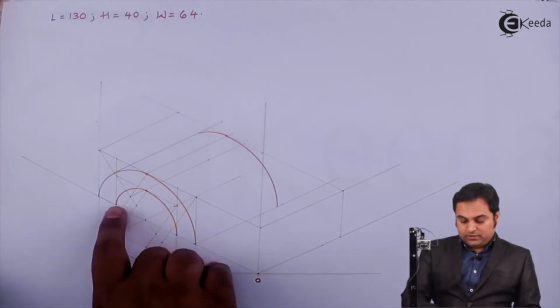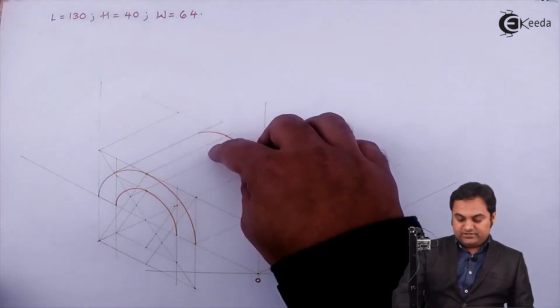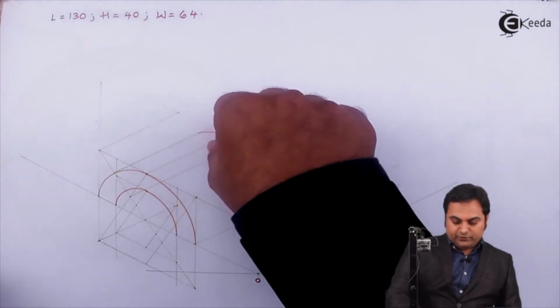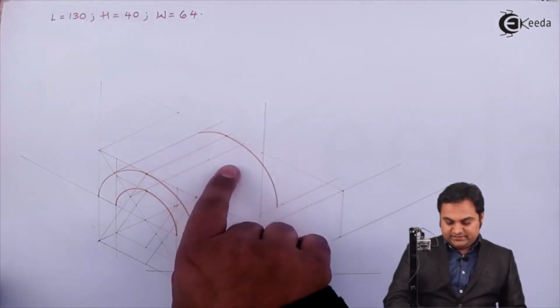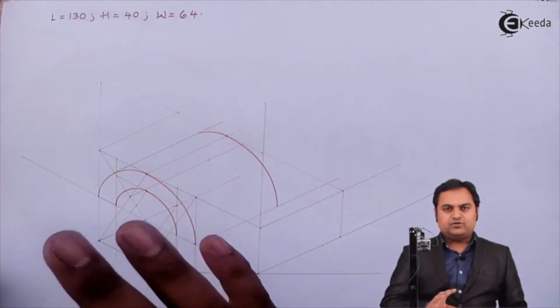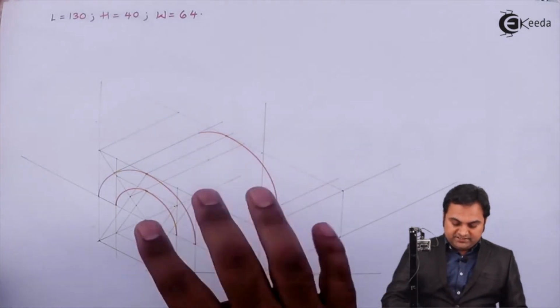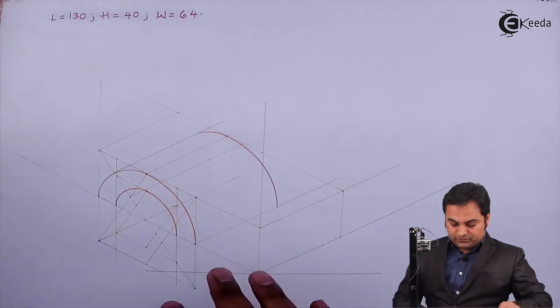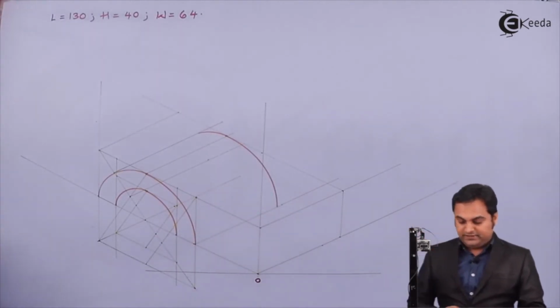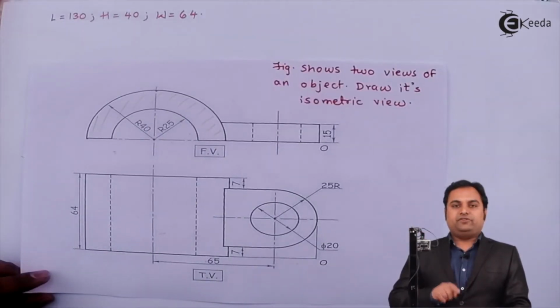Now like this, another semicircle is here, but I won't be drawing that because it is intersecting this surface, and in case of isometric drawing we don't have to draw hidden surfaces, so it won't be drawn. Now after completing this part, the next thing would be when I'm looking from front.